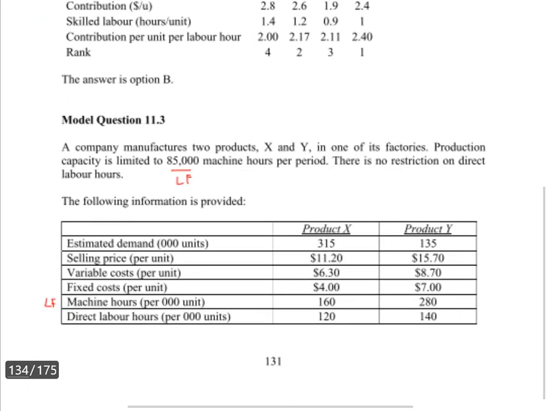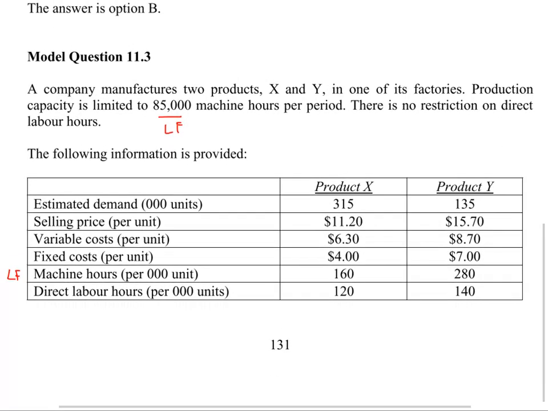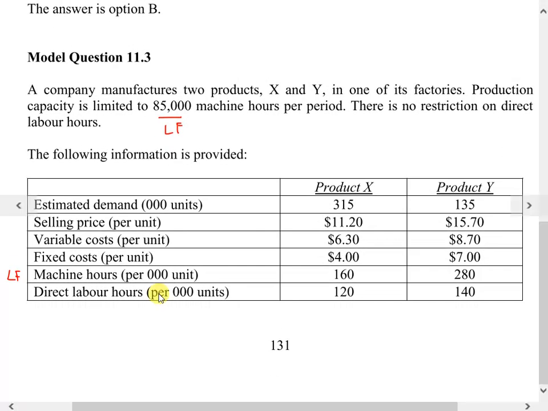All right, first of all, you can see here machine hour is 160 machine hours, and that is for 1,000 units. So 1 unit will be 0.16 machine hour. Every unit requires 0.16 machine hour. For Y, it is 0.28 machine hour per unit.